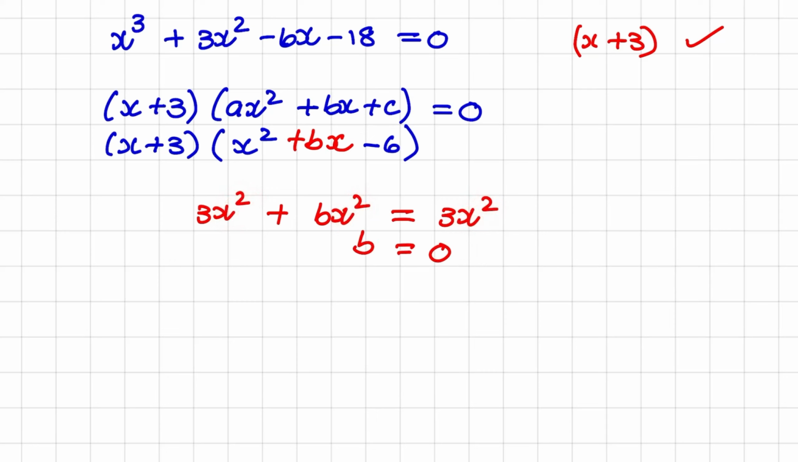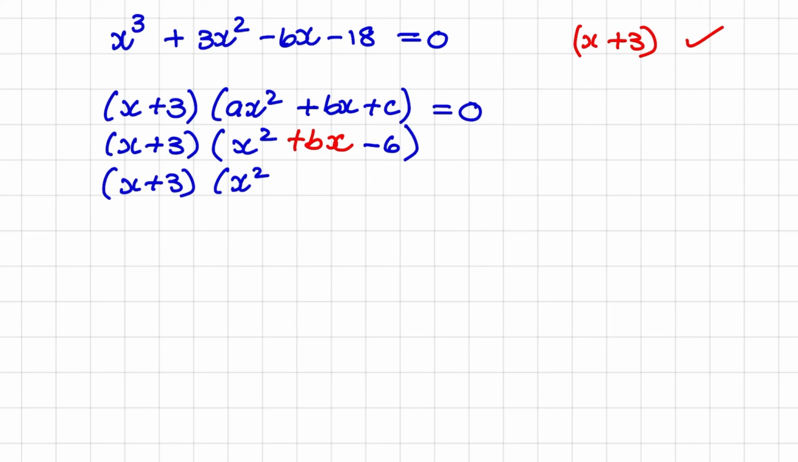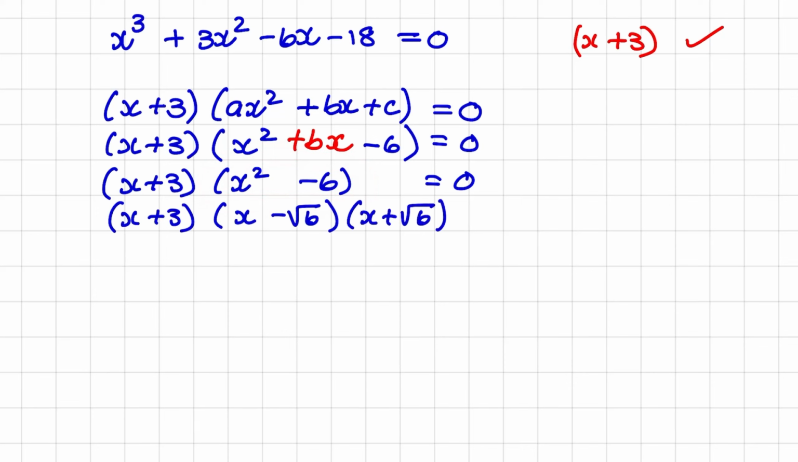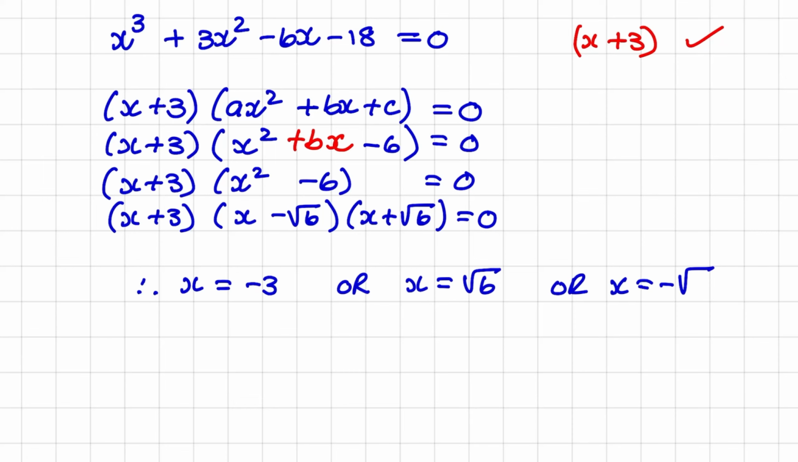b is equal to 0. So therefore we have x plus 3 times x squared minus 6 equal to 0, because bx is 0x. Now I look whether or not I can factorize the second bracket. And I can if I say x minus the square root of 6 times x plus the square root of 6. Therefore, the values of x that will satisfy this equation would be x equal to negative 3, or x equals to the square root of 6, or x equals to negative the square root of 6.